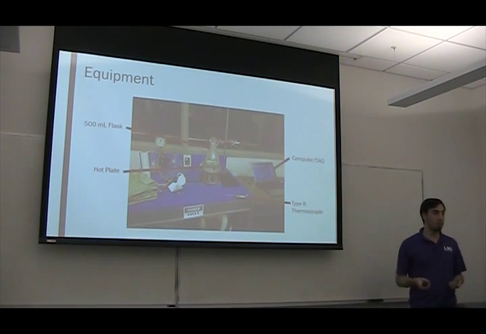For this experiment, basically we put the water in the flask, turned the hot plate on high, got the water boiling, and then we started the data acquisition, submerged the thermocouple into the water, and left it there until the temperature stabilized. Then we removed it, wiped it off with a paper towel, set it down, and waited until it returned back to ambient temperature.